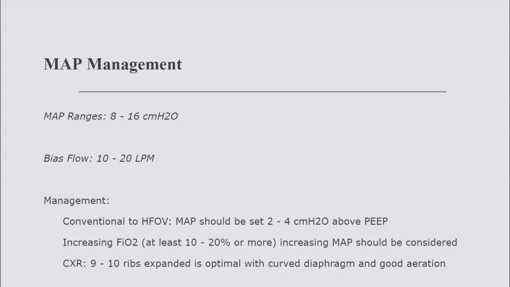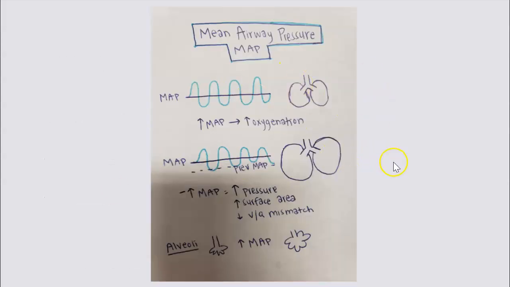So with a chest x-ray, ideally 9 to 10 ribs expanded with a curved diaphragm and appropriate aeration is the ideal. But since when do we ever deal with the ideal? But that's your goal you're aiming towards. So mean airway pressure: while our ventilation's doing their thing with their amps and their hertz, we have the average pressure maintaining the lungs open. These are little lungs. So we would increase our mean airway pressure to increase oxygenation.